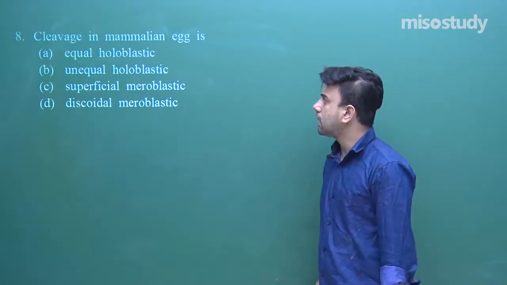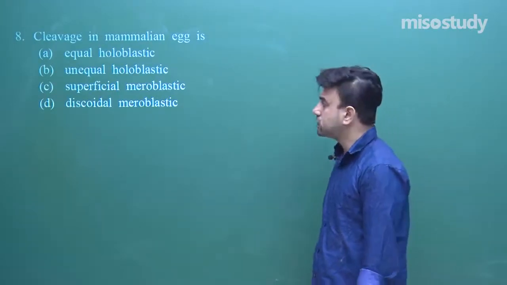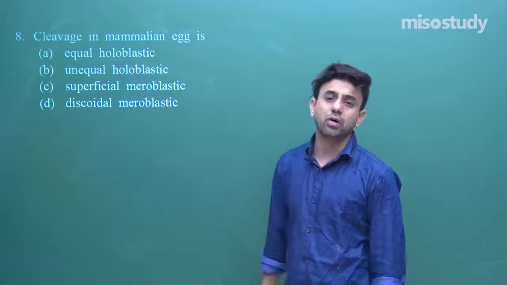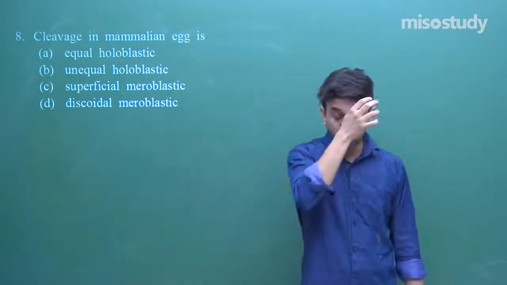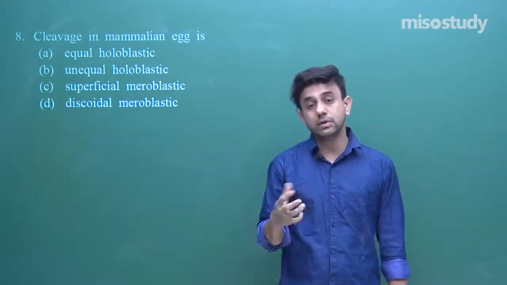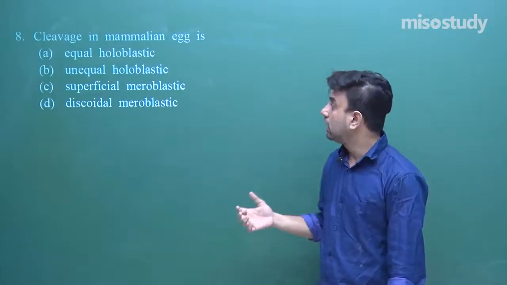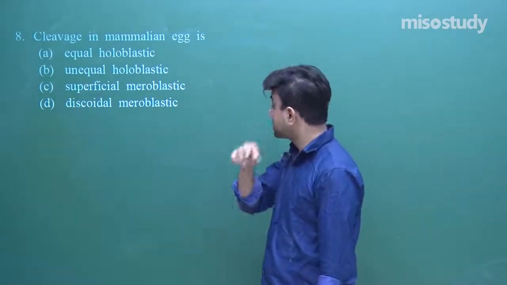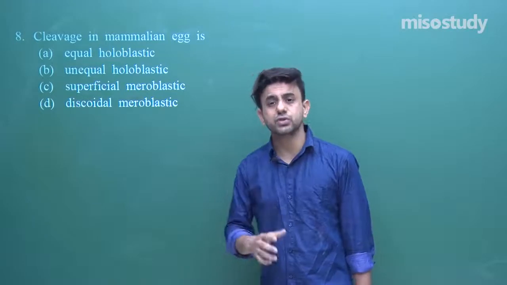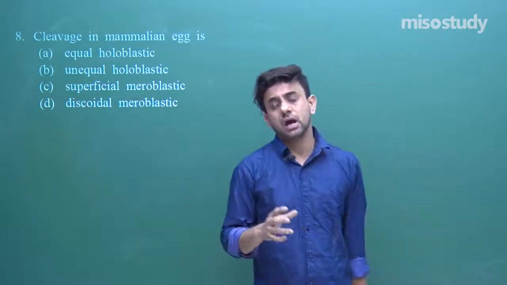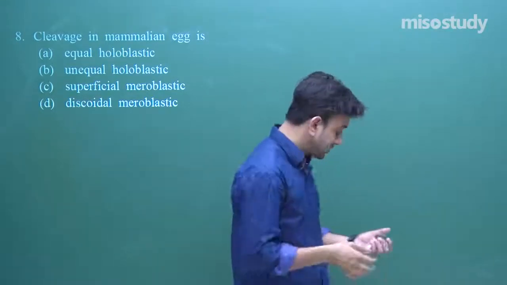The cleavage in mammalian egg. Now, what is cleavage? Cleavage is the division of the zygote, which can be equal or unequal. The first cleavage, or the first division in the human zygote, takes place 30 days after fertilization.